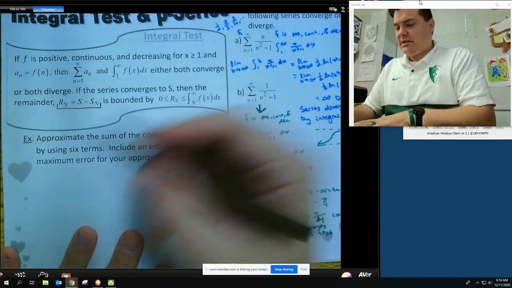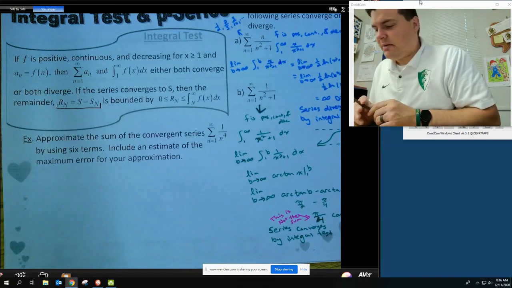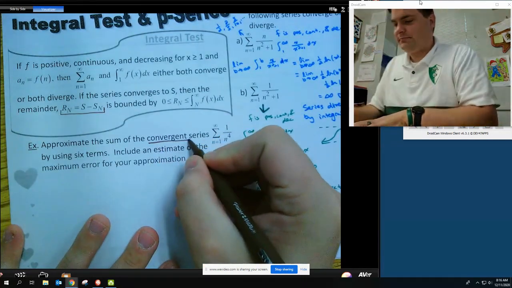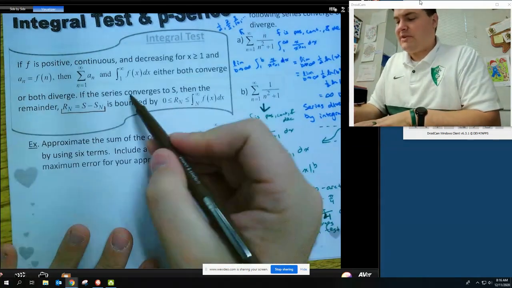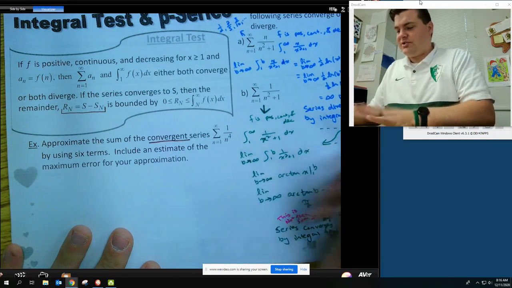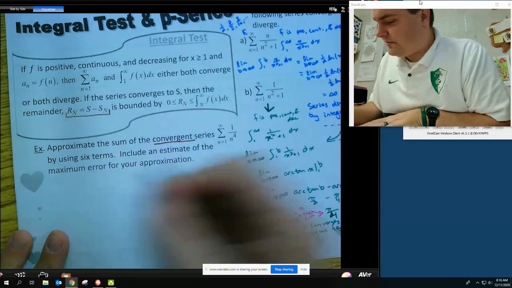So what does this look like in a problem? I'll show you right here. Approximate the sum of the convergent series. This is nice, it tells us it converges, which matches up here because the series converges. So using the first 6 terms, what we have to do is find the first 6 terms.